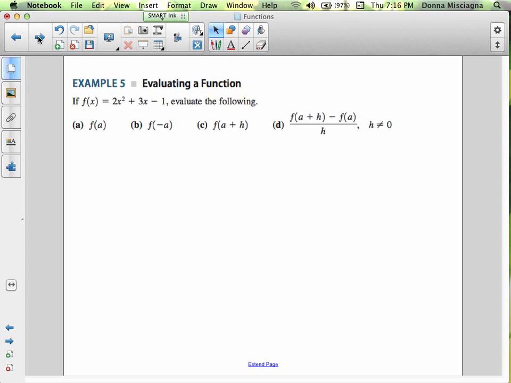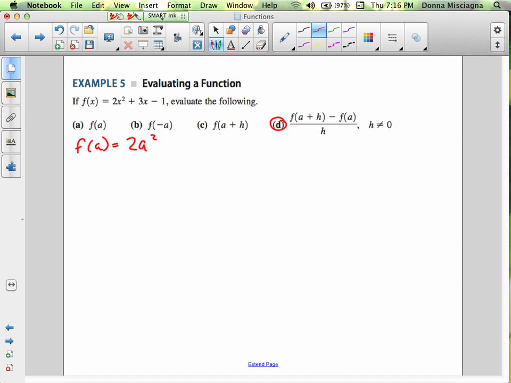So we have a, we have negative a, we have a plus h. Everywhere we see an x, we're going to plug in for that value. By the way, this one right here, we're going to see a lot next year in calculus. So, all right, let's find f of a. So f of a, we just plug in an a now wherever we see an x. So we have 2a squared plus 3a minus 1. That's not too hard, was it?